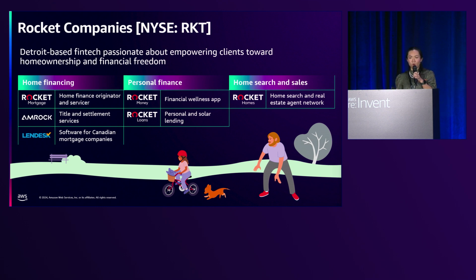Rocket's mission is simple. We want to make home ownership attainable to everyone. Since our founding in 1985, we've originated 1.8 trillion in loan volume. We've supported 10 million clients. How do we do that?